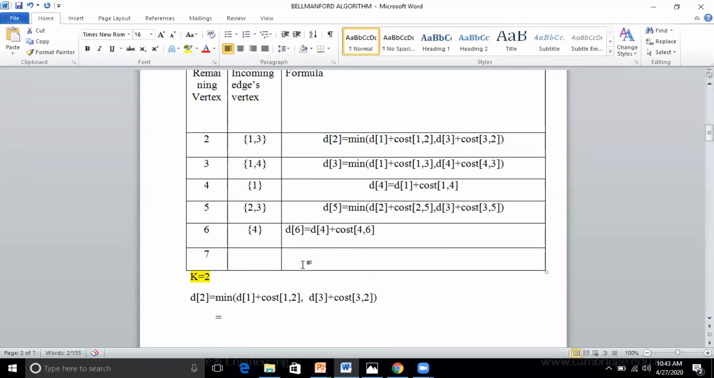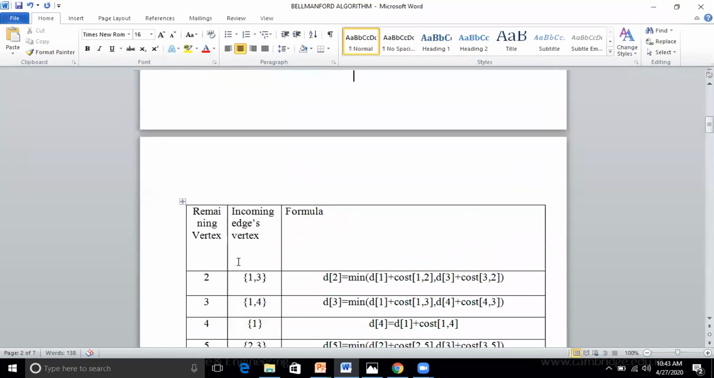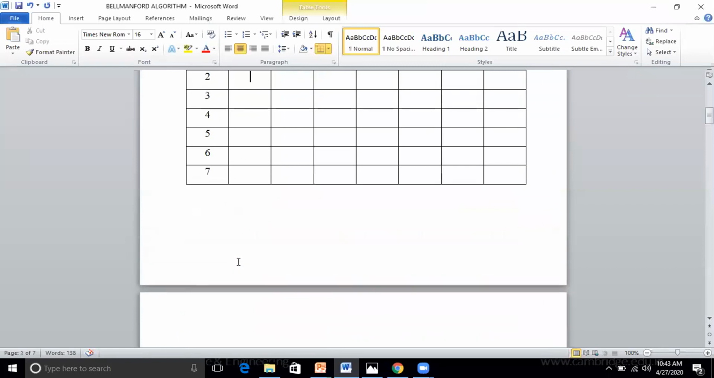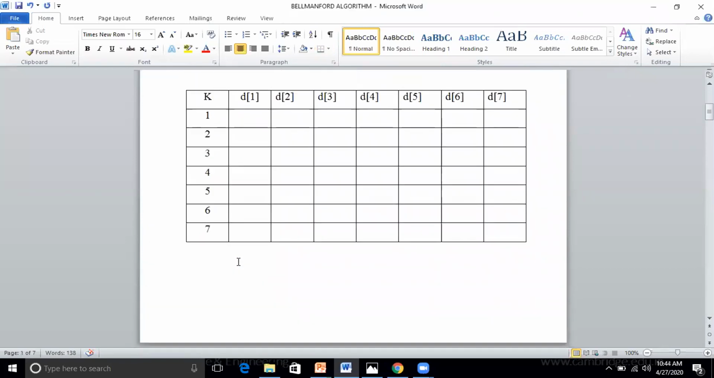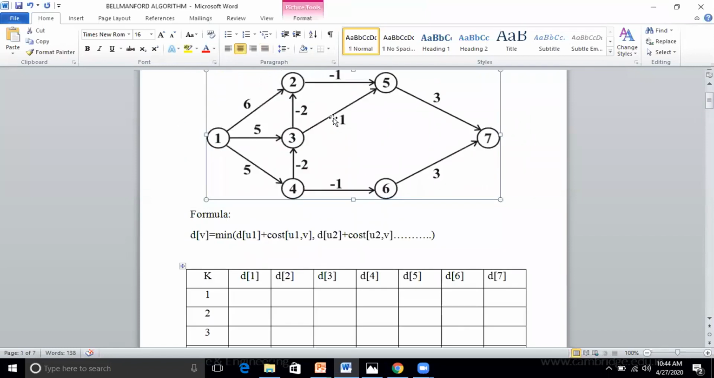Once you know how to write this formula, the problem will be very, very easy. Hope you have understood till here. Any doubts? No, right? Okay. Since we are using the dynamic programming approach, we have to make a table. D of 1, 2 for all the vertices. How many vertices are there? 7 vertices. For all these vertices, this distance matrix indicates the shortest path.